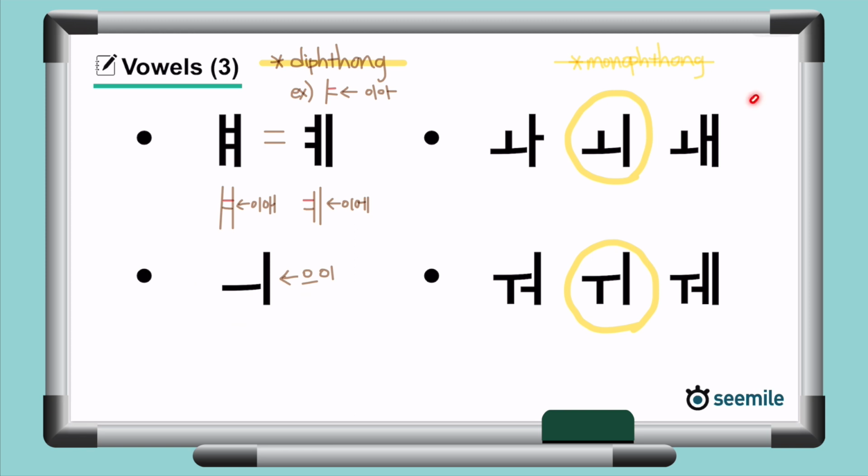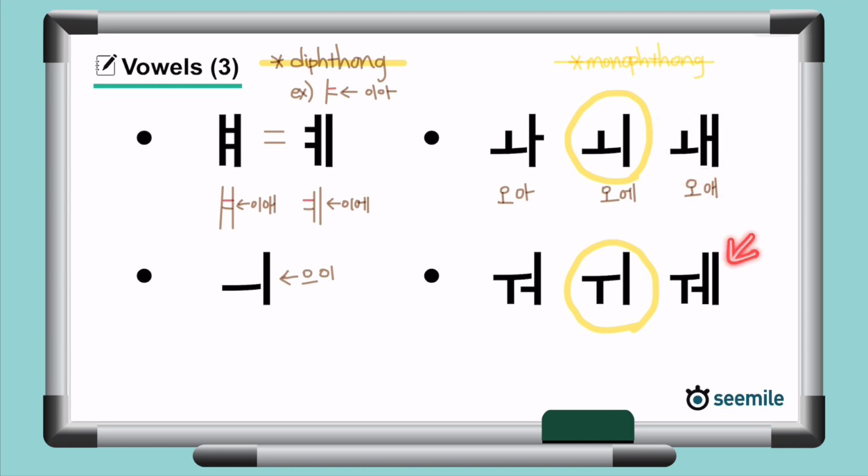Next group, 와, 왜, 왜. What common feature do you see? Yes, they all have 오 in it. So start by making the lip position required for 오, and then finish in a similar fashion to 아, 에, 에. So let's try them each respectively. 와, 와, 왜, 왜.